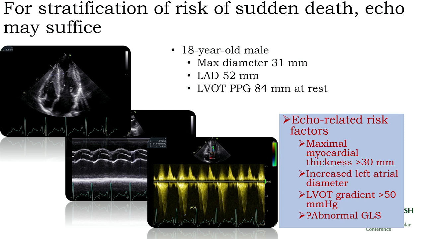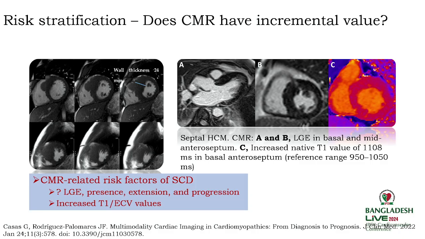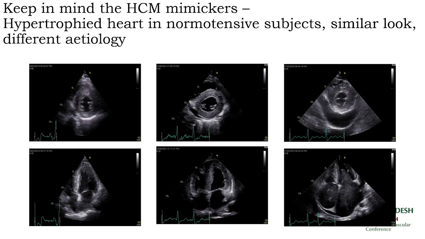Another important aspect of assessment of hypertrophic cardiomyopathy is to perform risk stratification for sudden death. Echo in many cases may suffice, and it has at least three important criteria in the form of maximal myocardial thickness, left atrial diameter, and the LVOT gradient, and also probably abnormal GLS. But sometimes we can take the help of CMR because it has increased precision for the assessment of myocardial thickness, and at the same time there are some additional contributions like late gadolinium enhancement, its presence, extension, and progression, and also increased T1 and ECV values. This can be correlated with increased risk of sudden death.